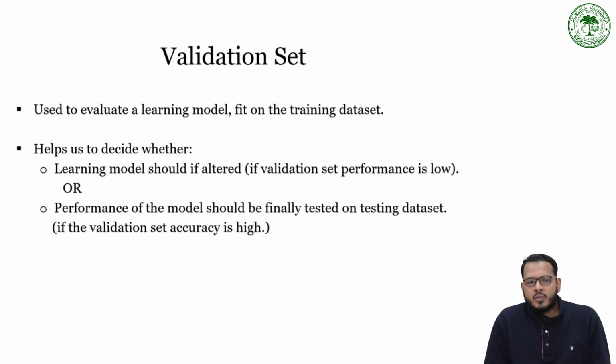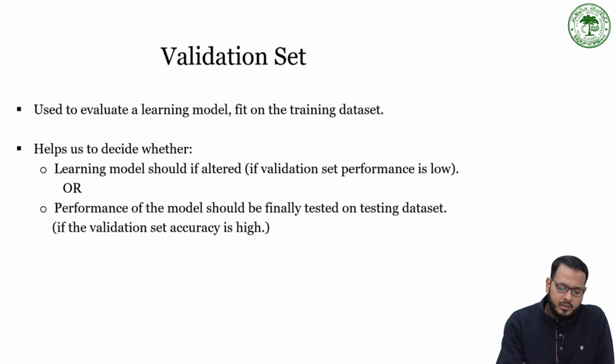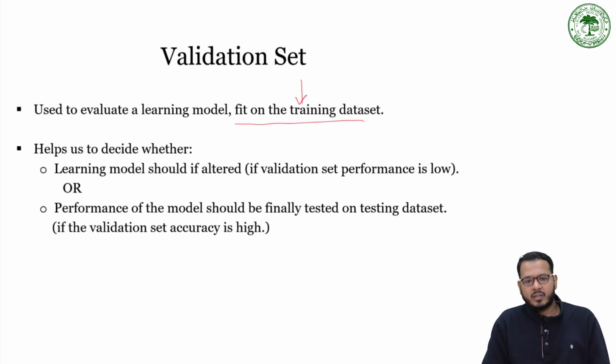Validation data set is used to evaluate a learning model that has seen and fitted the training data set. It helps us decide, based on the performance, whether the learning model should be changed if the validation set performance is low, or, if the performance of the model is fine, then it should further be tested on the testing data set. So this is what we do.